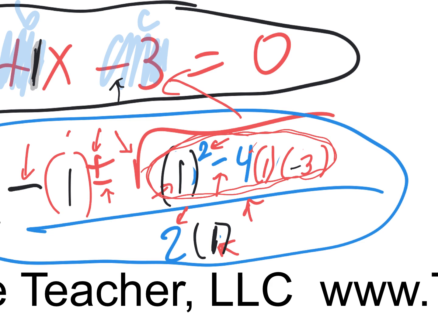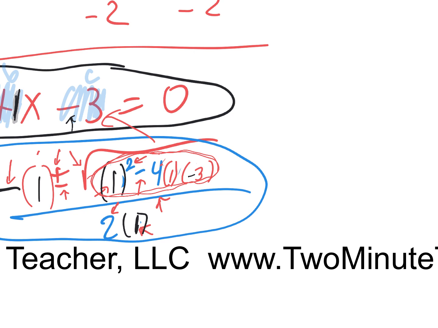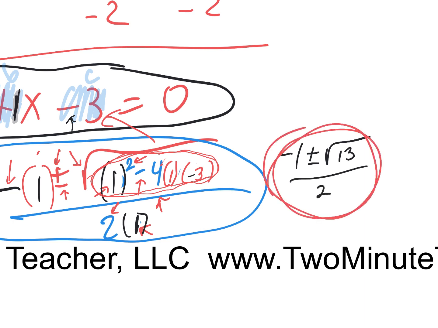1 plus 12 under the square root means, here's my answer. Negative 1 plus and minus the square root of 1 plus 12, which is 13, all over 2a, which is 2. And that's it. Done. Because it can't be simplified. Nothing to factor out. I know, kind of scary, but there had to be one hard one on here.